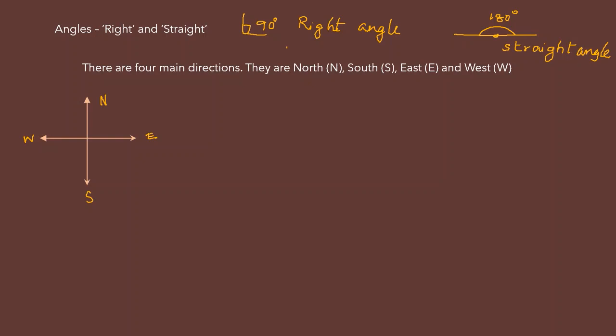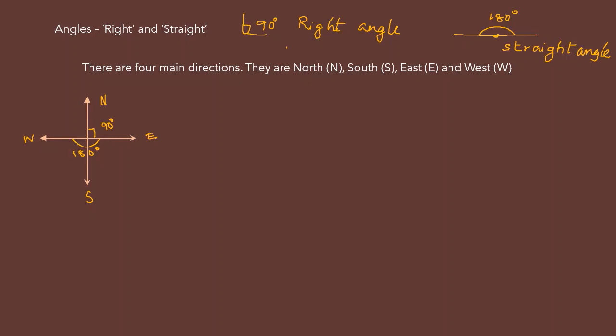Now can you see, children, in between north and east, this L-shape angle, we call it 90 degrees. This is a 90 degree angle. And can you see here, there is a straight angle coming. This straight angle we call 180 degrees. So between north and east, the angle is 90 degrees.